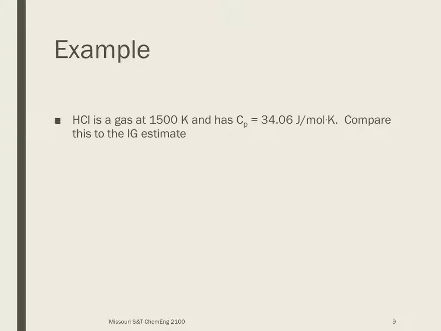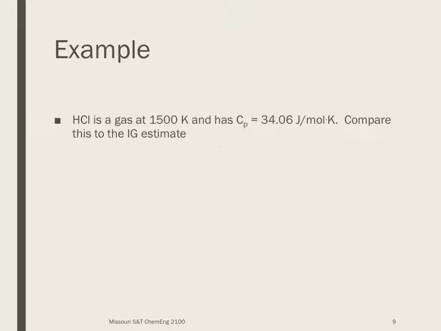In this video lesson, we want to look at some examples for how one can calculate and use specific heat data and also get a better sense of order of magnitude of the types of errors that one will encounter with some of our estimate techniques. So in this first example, we're going to look at HCl as a gas. At 1500 Kelvin, C sub P is equal to 34.06 joules per mole Kelvin. In this case, we just simply want to compare this to what if I assumed this was an ideal gas.